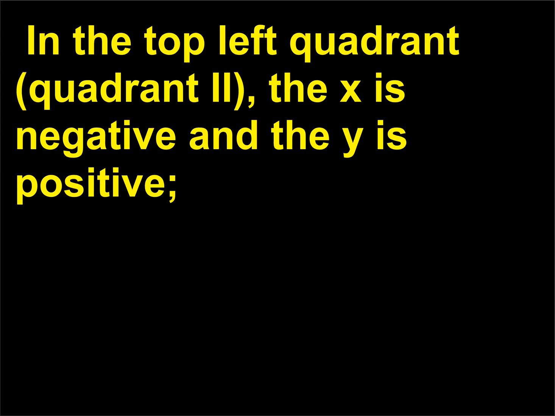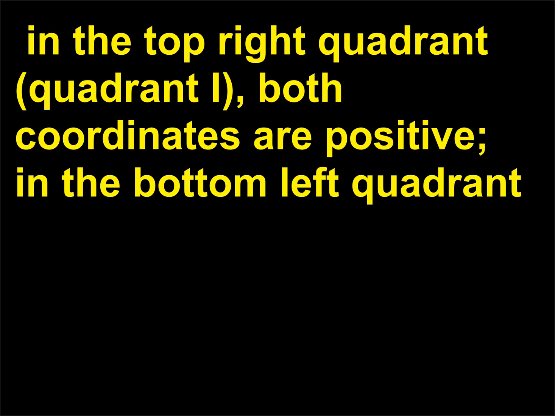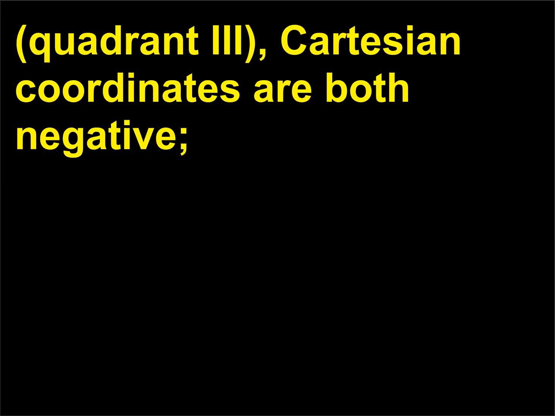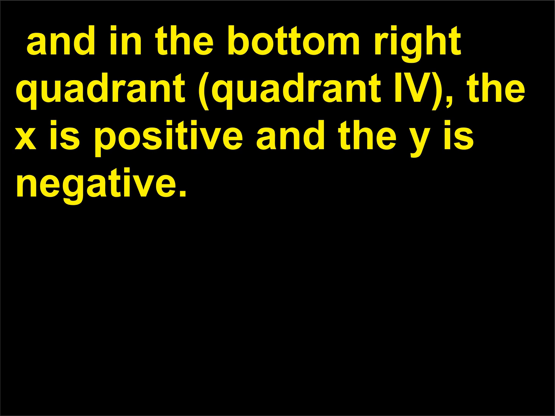In the top left quadrant, quadrant 2, the x is negative and the y is positive. In the top right quadrant, quadrant 1, both coordinates are positive. In the bottom left quadrant, quadrant 3, Cartesian coordinates are both negative. And in the bottom right quadrant, quadrant 4, the x is positive and the y is negative.